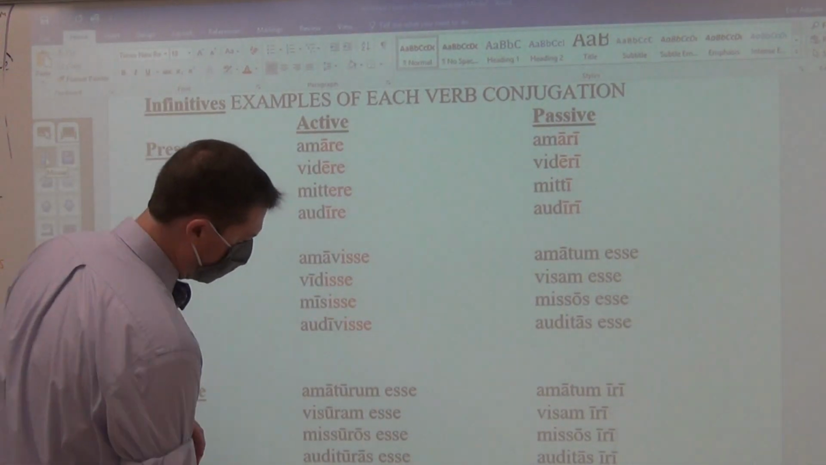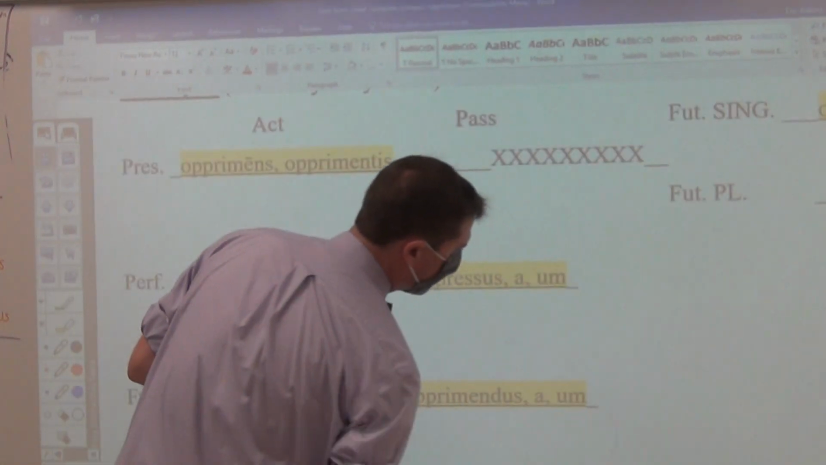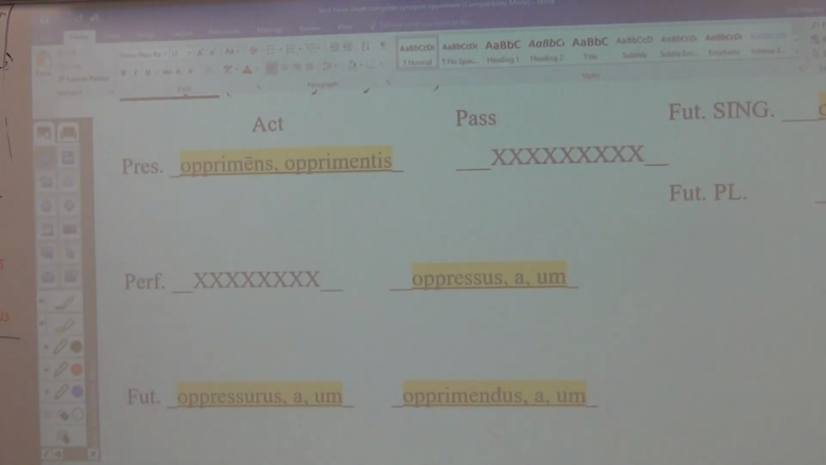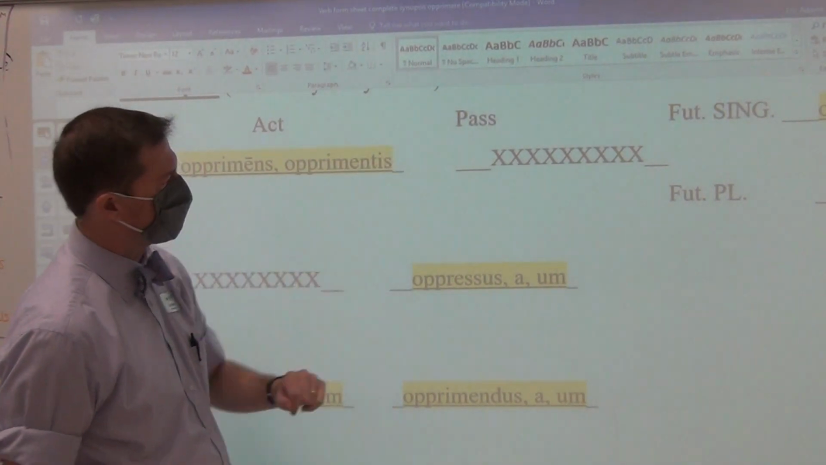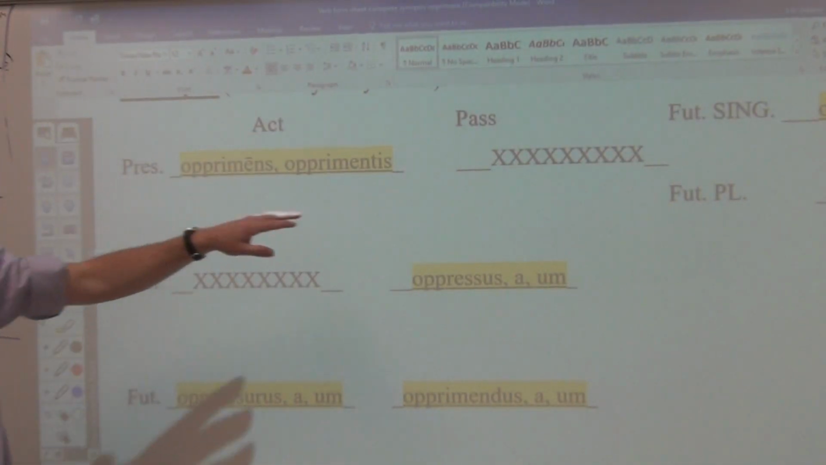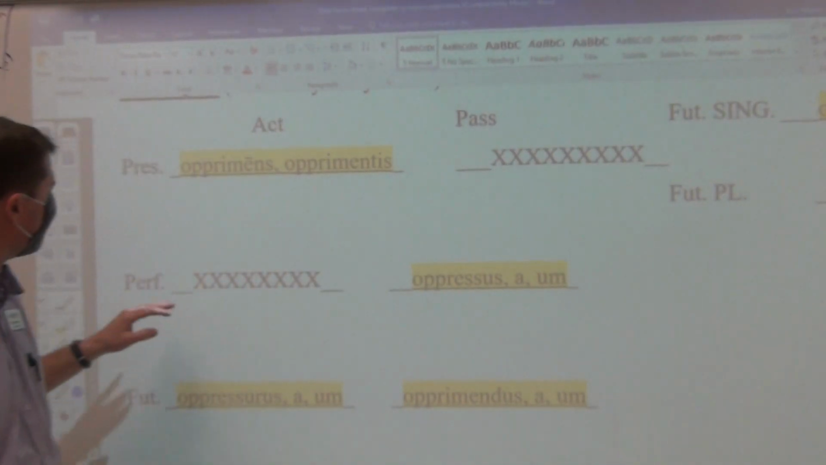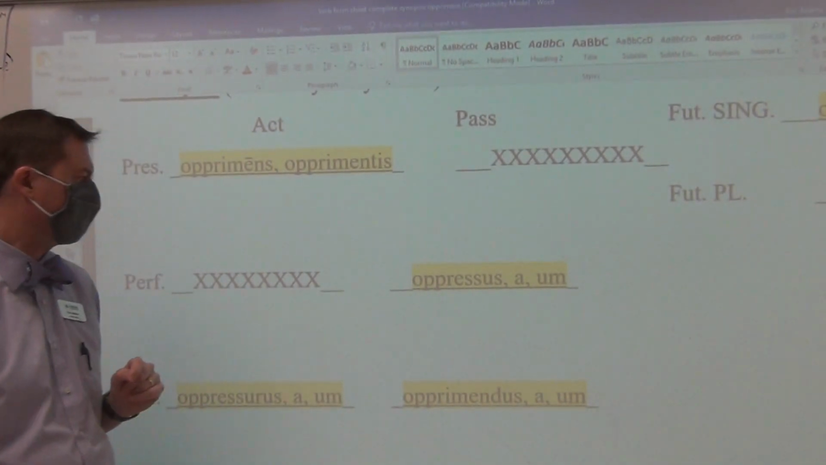Now, the other thing that we're going to be looking for are participles. And here we can see them. Now, just like infinitives, participles come in 3 different tenses of present, perfect, and future. And obviously, active and passive, but there are only 4 of them because the present passive participle does not exist. The perfect active participle does not exist.